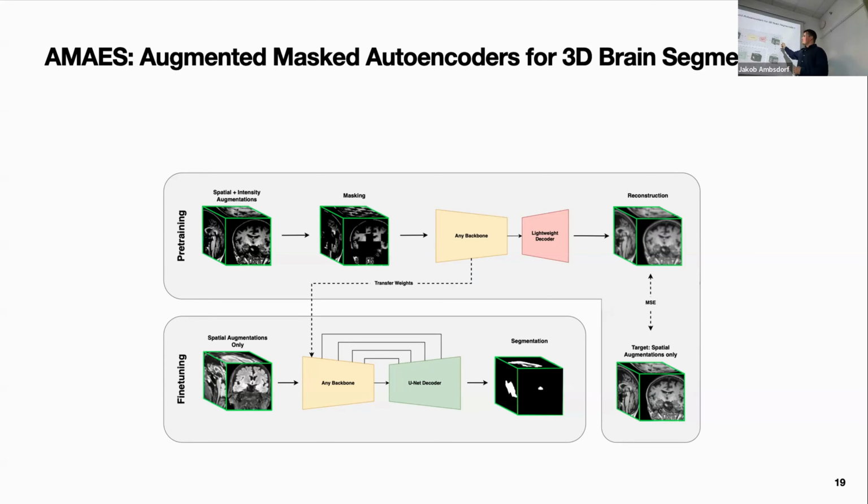Now the reconstruction that we get here, of course, should unmask the image, but it should also reconstruct the spatial augmentations that we have applied. But in this example, it should not reconstruct the intensity-based augmentations. So in other words, we have applied some intensity augmentations to the volumes that we then reverse through the masked autoencoder. So we have some denoising step in there on top of the masking.